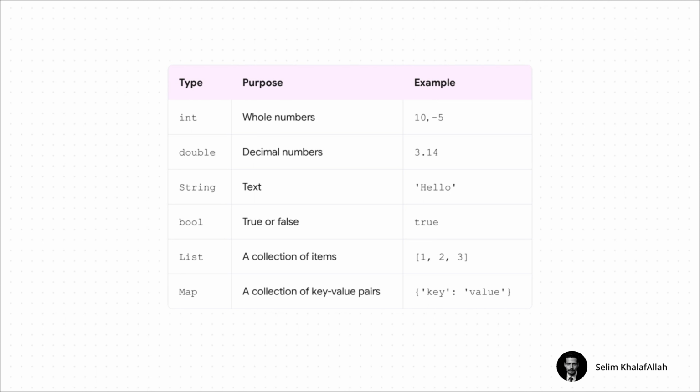An int is for whole numbers, positive or negative. A double is for any number with a decimal point. Any kind of text, that's a string. And for simple true or false logic, you've got your bool. Then, when you need to store collections of things, you'll reach for a list for an ordered group of items or a map for storing key-value pairs.